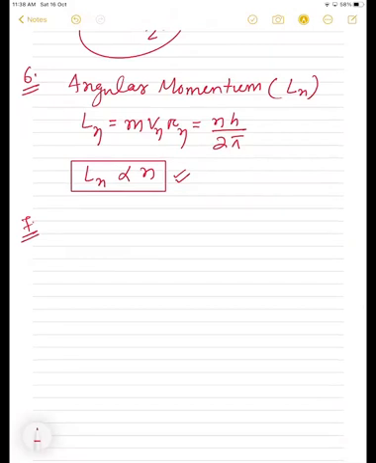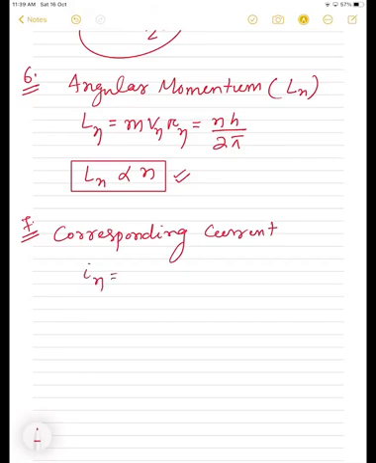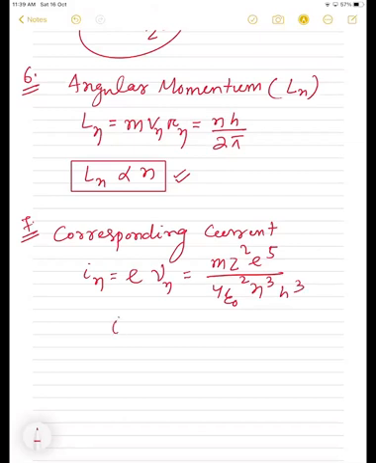Then, students, corresponding current, the particles are moving, yes or no? Rate of flow of charge, and Q is equal to I t, yes or no? Corresponding current, if it is asking about the corresponding current, right? So, I is equal to how much? You can write here, corresponding current. One question you may ask, that is In is equal to how much, charge into speed, right? So by putting this value, m z square e to the power 5 divided by 4 epsilon naught square n cube h cube. That means current in that particular orbit depends on z square, atomic number, by n cube. In the same way, it also depends, right? Yes or no? Next.